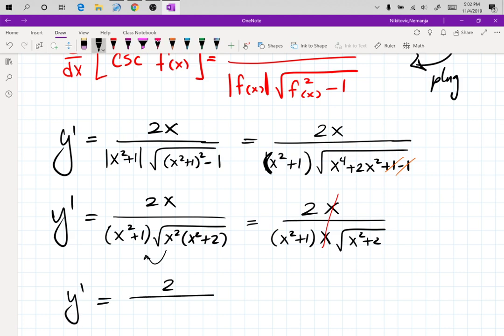So my MATLAB might ask you to go as far as square root of x squared plus 2.